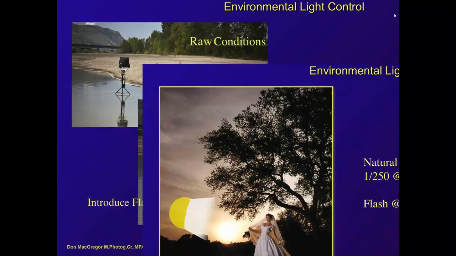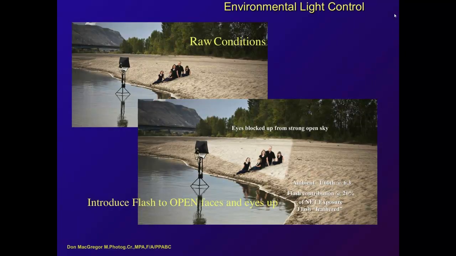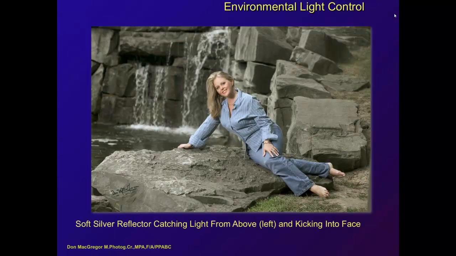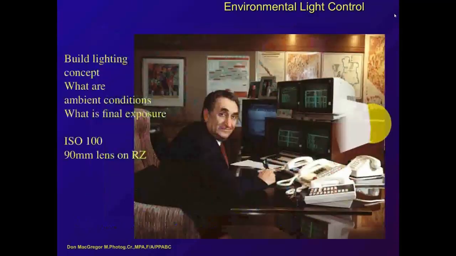A good example of how we do this flash stuff outdoors, we're using a softbox, illuminating the subject to create some luminosity to the faces because it is pretty much an overcast, blocked up day. Reflector down in here, catching light from above. I'm going to move through some of these images a little bit quicker, except for this one.